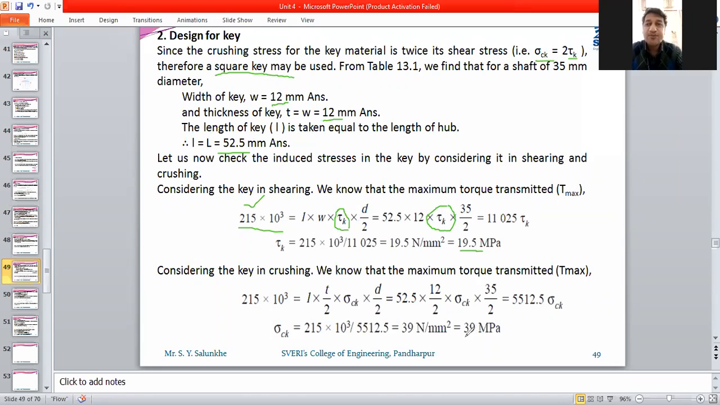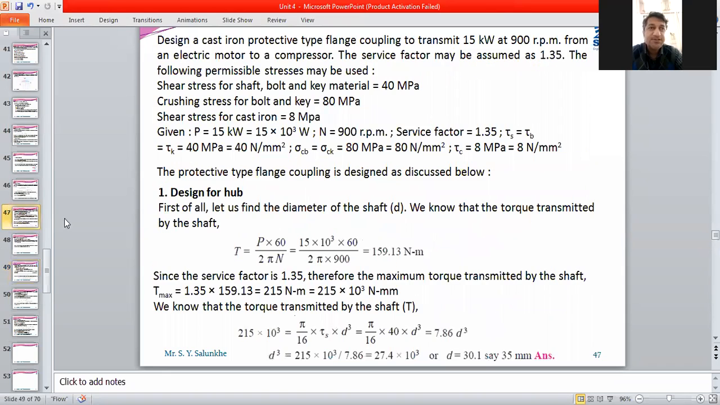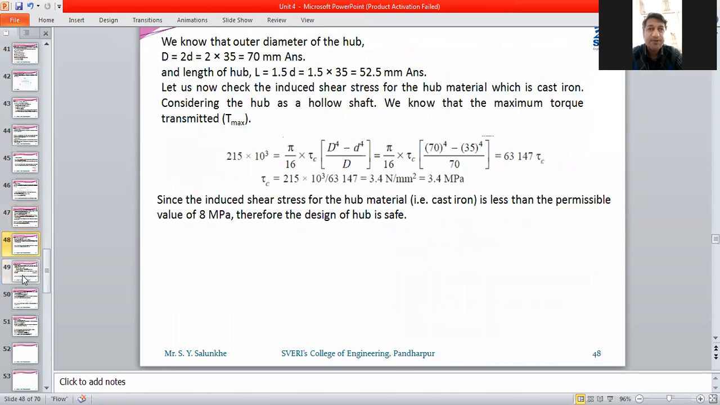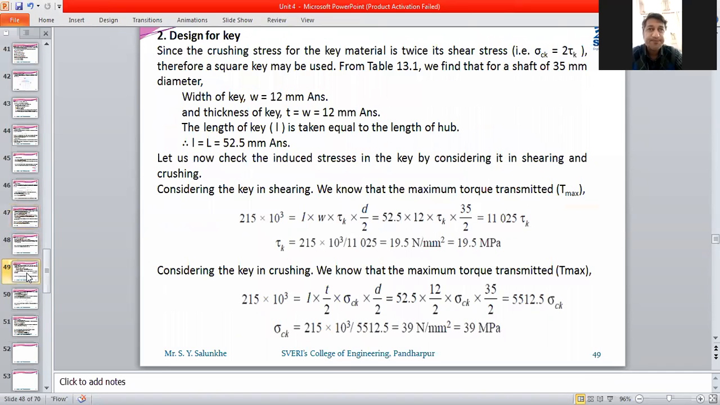Now, in the statement, how much is the allowable shear stress given? The allowable shear stress for the key, as you can check, is 40 megapascal, that is 40 Newton per millimeter square. So it is within the limit. That is why we can say it is safe for shear stress.